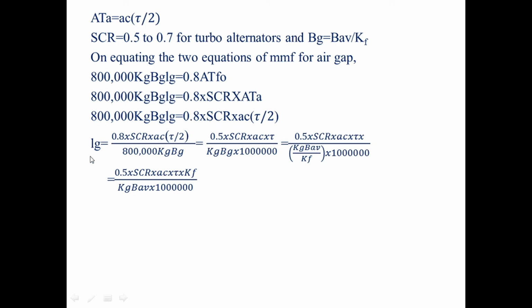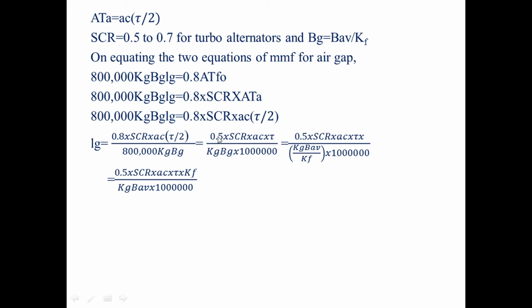From this equation, Lg is equal to 0.8 into SCR into AC into tau by 2 divided by 800,000 kg into Bg. If you divide 0.8 by 800,000, you will get around 10 to the power 6 in the denominator. Now divided by 2 is there, so 0.8 divided by 2 is 0.4. So it is 0.4 into SCR into AC into tau divided by kg into Bg into 10 to the power 6.